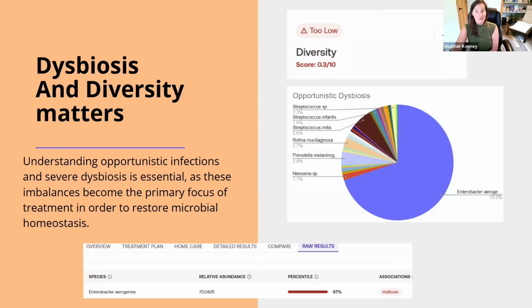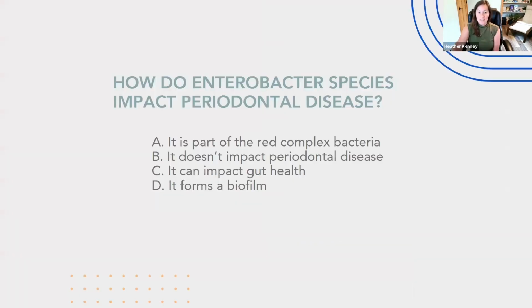This is not one of the red complex bacteria that we would be looking at, and it's not really in the inflammatory score in the bristle test. So why do I bring up Enterobacter species, and how does it impact periodontal disease? Go ahead in the chat. You can go ahead and answer. I'll give you a minute.